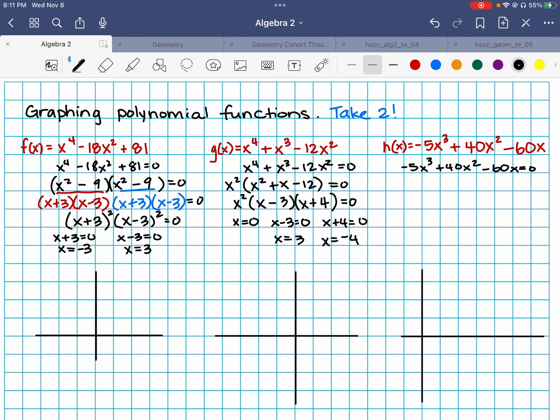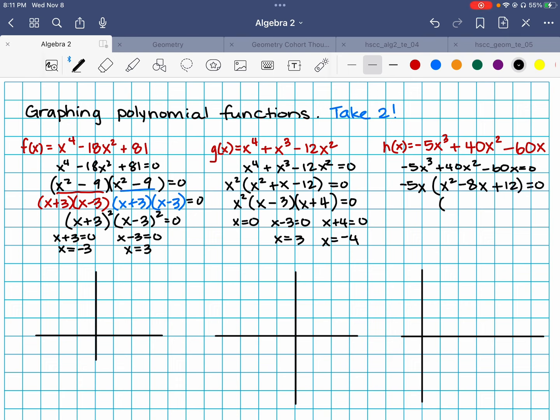All right, going on to the last one, to factor that guy out. It has a GCF of negative 5x, actually just 5x, but I like to have my lead coefficient positive. So if there's a negative in the front, I'm definitely taking that guy out. All right, so we got negative 5x in common, and then we go x squared, sorry for that, minus 8x, and then plus 12 is equal to 0.